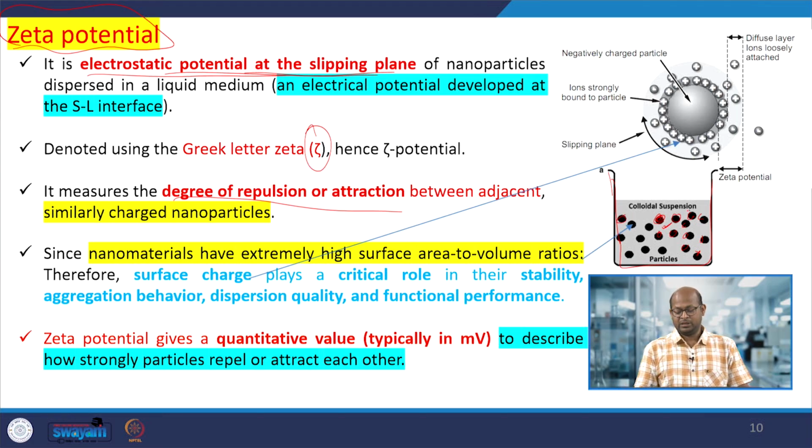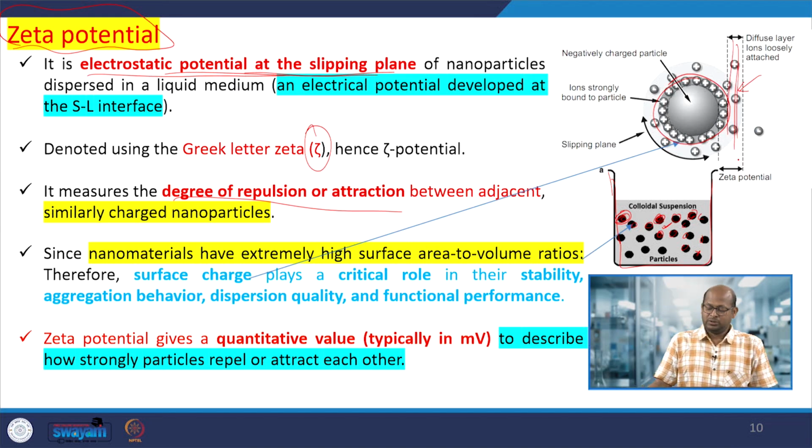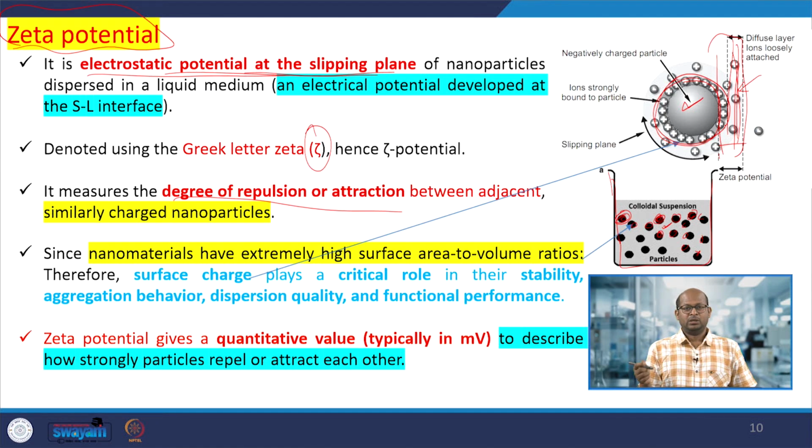This is a particle, and another particle is present. Similar charges are developed outside the particle, and apart from that there are other charges also there. So one layer is there, a diffuse layer, a loosely bound, imaginary layer. So this is the particle and outside, positive charge is developed. At this particular surface or location, the potential or electrostatic potential that would be developed is actually the zeta potential.